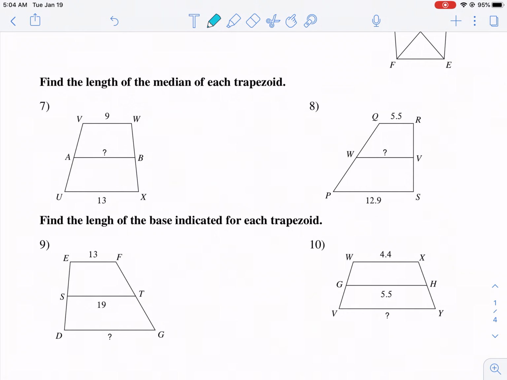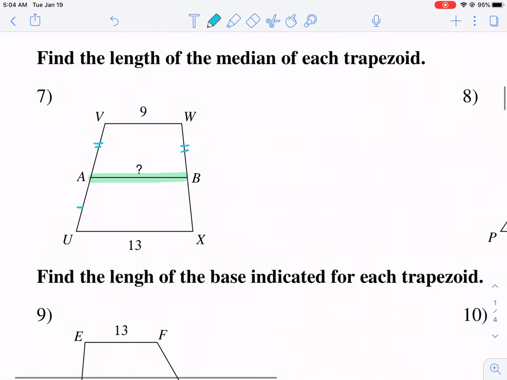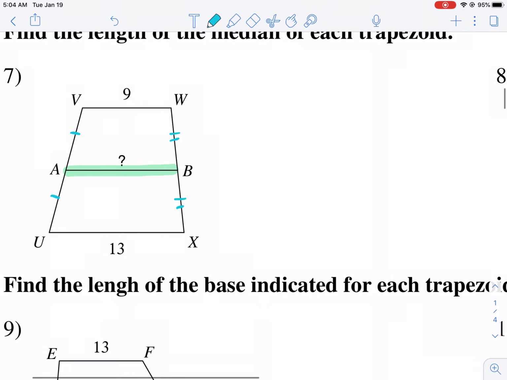Find the length of the median of each trapezoid. What you do here is a median. This is the mid-segment, okay? It really should have shown this. I don't know if it doesn't show it, so let me change this actually. So what we need to know is that B is the midpoint between WX and A is the midpoint between U and V. So with that information, let me write it this way.